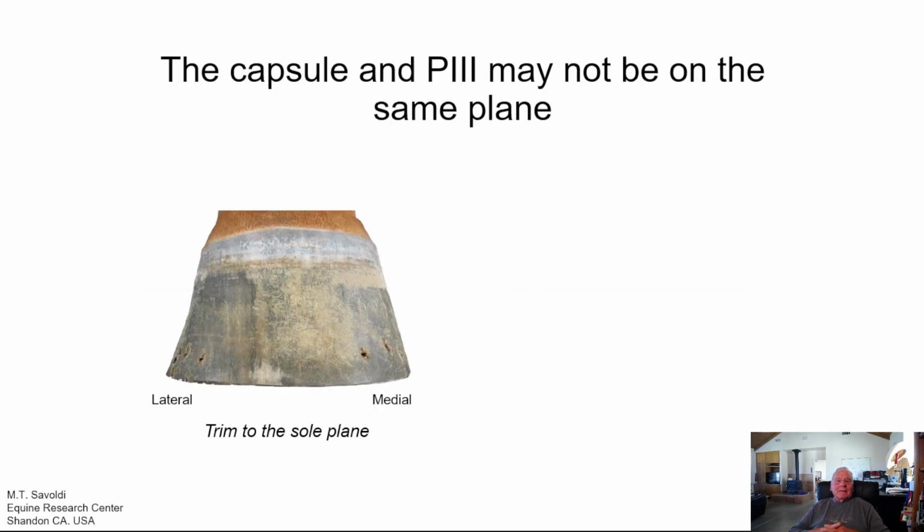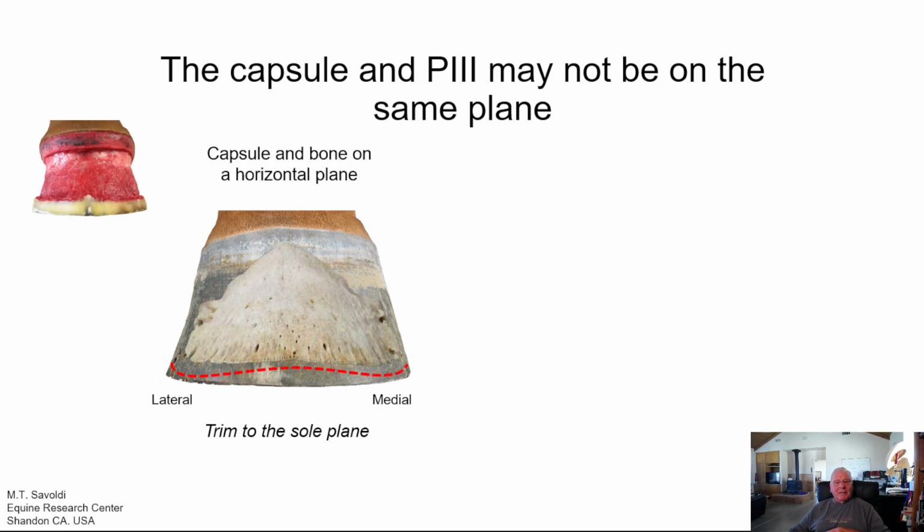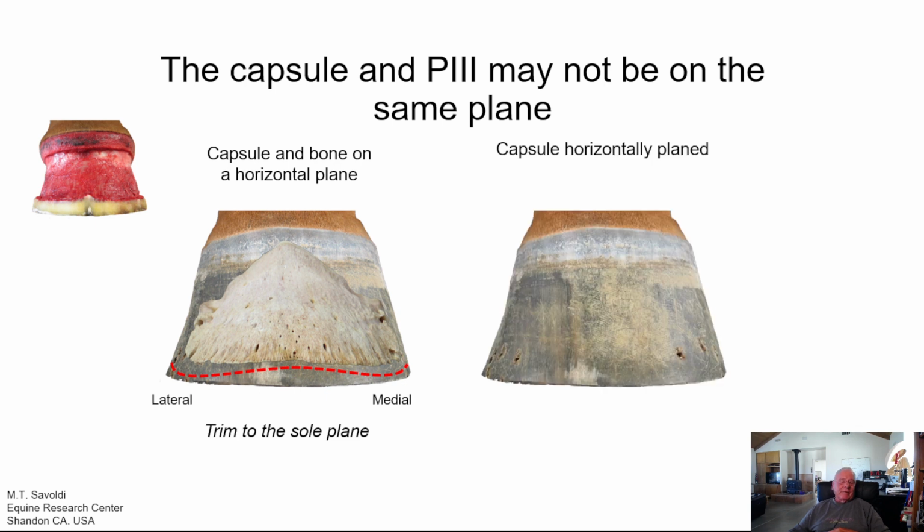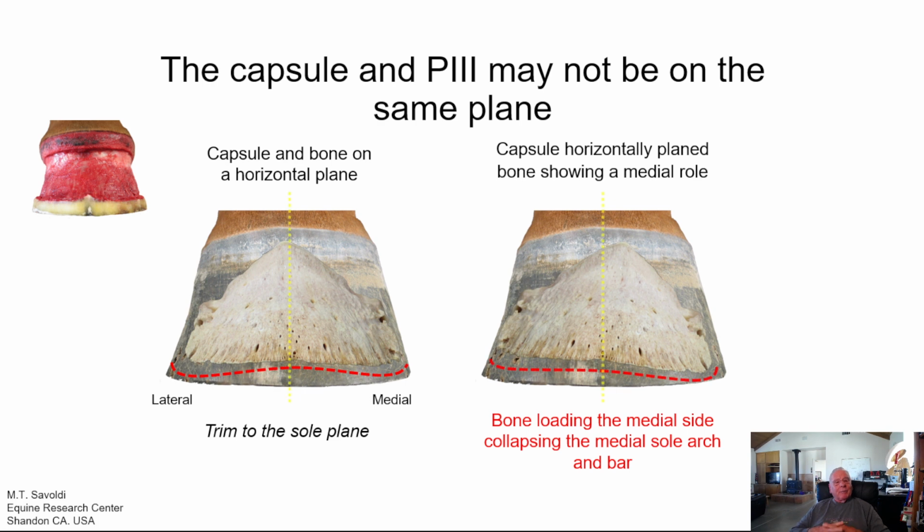So the capsule and P3 may not be on the same plane. Here we have our same foot trimmed to a horizontal plane, and we'll look at the radiograph of the foot in our imagination, and we can see that the P3 bone is on the same plane as the capsule. What happens if you have a capsule that's been trimmed to the sole plane and the P3 bone is in a rolled position? This one happens to show a medial roll to the P3 bone.